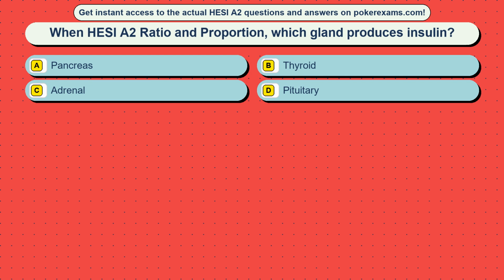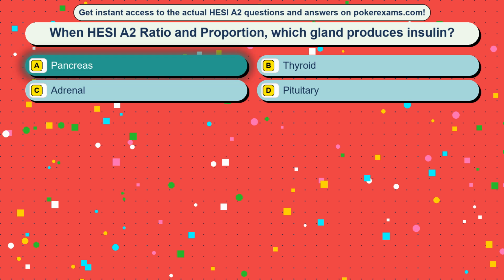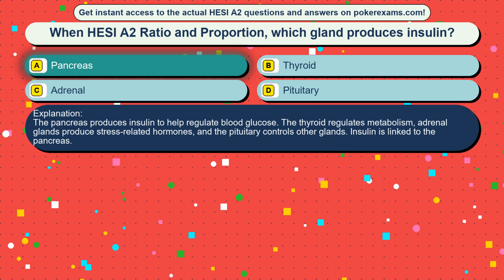Question 49. When HESI A2 ratio and proportion, which gland produces insulin? Option A, pancreas. Option B, thyroid. Option C, adrenal. Option D, pituitary. The correct answer is option A, pancreas. The pancreas produces insulin to help regulate blood glucose. The thyroid regulates metabolism, adrenal glands produce stress-related hormones, and the pituitary controls other glands. Insulin is linked to the pancreas.